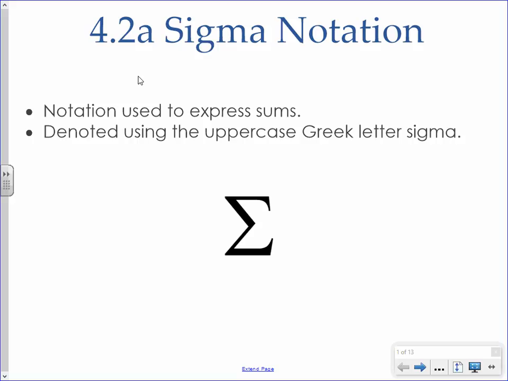So you've seen this before, the Greek letter sigma. It means add everything up, right? We worked with sequences and series in pre-calculus, right? Seen it before?